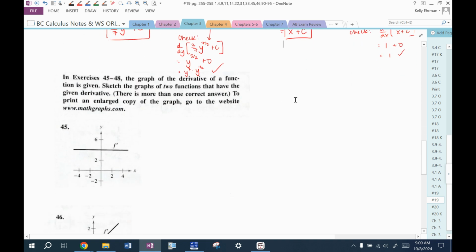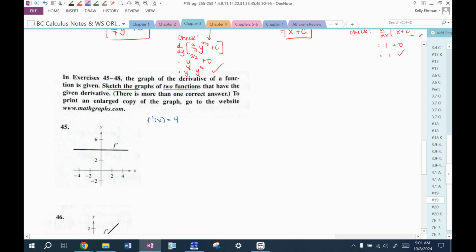Okay, the graph of the derivative function is given. Sketch the graphs of two functions that have the given derivative. Oh, I guess I might not have sketched the graph in my answer. I just gave the equation, sorry. So sketch the graphs. Okay. First of all, let's write our f prime equation. F prime of x is a horizontal line. It looks like it's going through 4, so it's equal to 4.